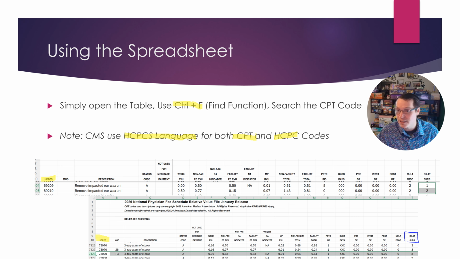So as you can see, they use HCPCS here, and we have the bilateral surgery indicators listed here. X-rays all tell us to use a bilateral indicator of 3, meaning each side will be reported individually with each of their own respective modifiers. Well, 69209, which is a common procedure for removal of earwax using irrigation, says it has bilateral indicator 1, meaning that you would use modifier 50 and you would get 150% payment.